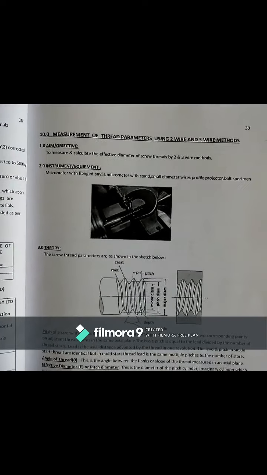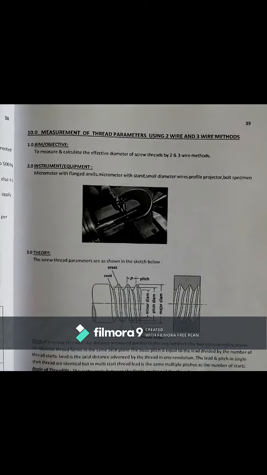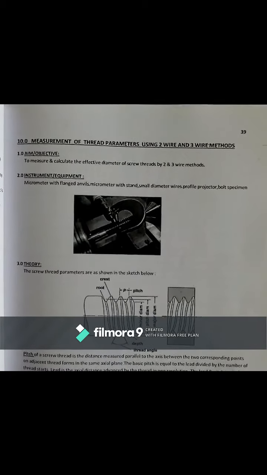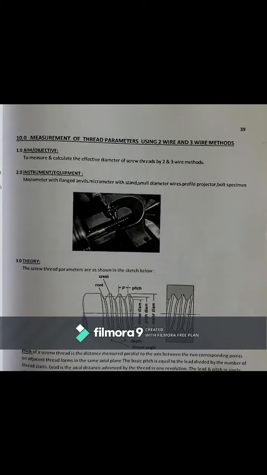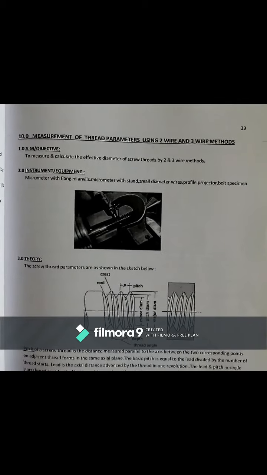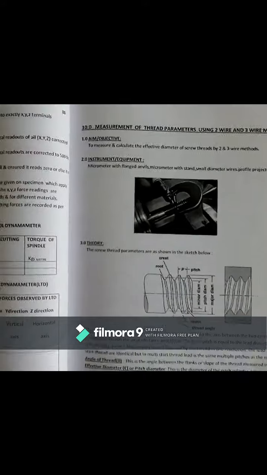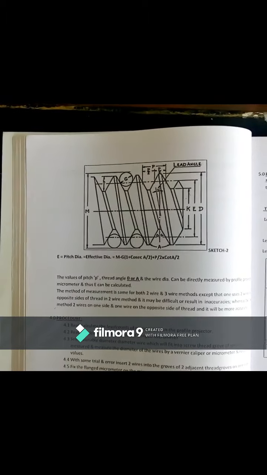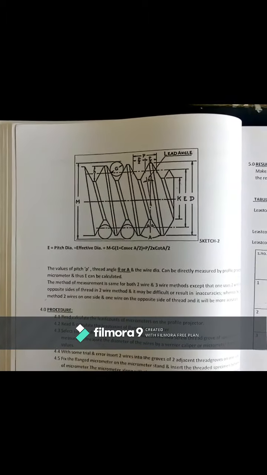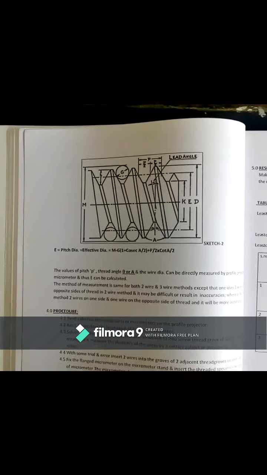Apparatus or instrument required to conduct this experiment is micrometer with flanged anvils, micrometer with stand, small diameter wires, profile projector, and board specimen. This diagram shows the measurement of effective diameter of a screw thread by using 3-wire method.